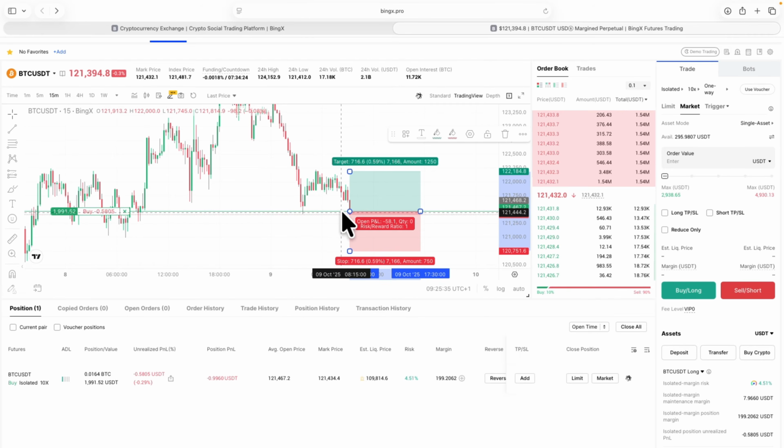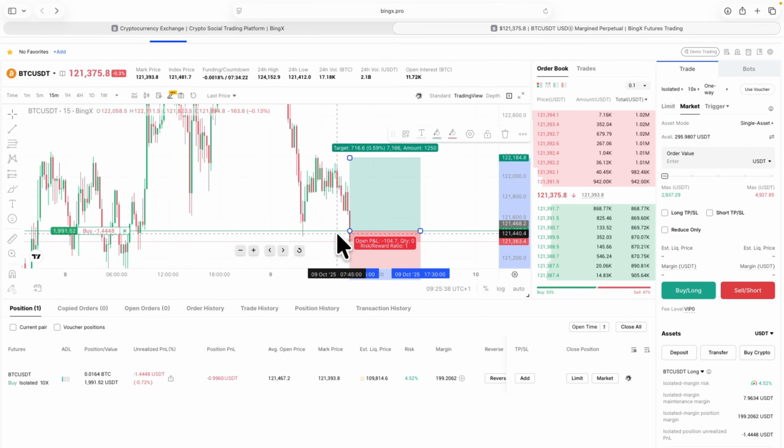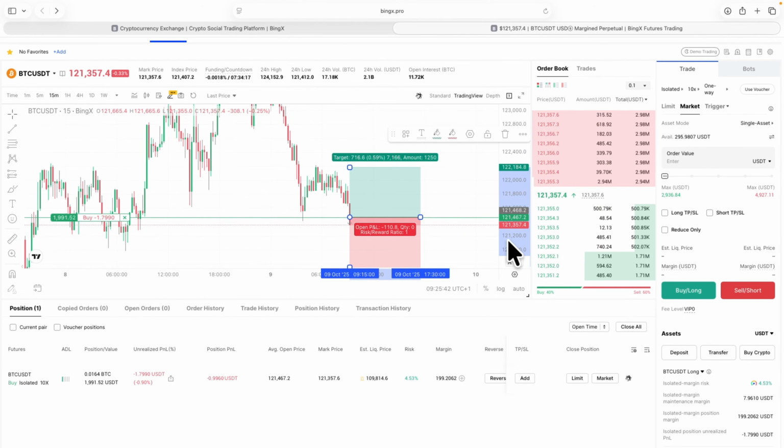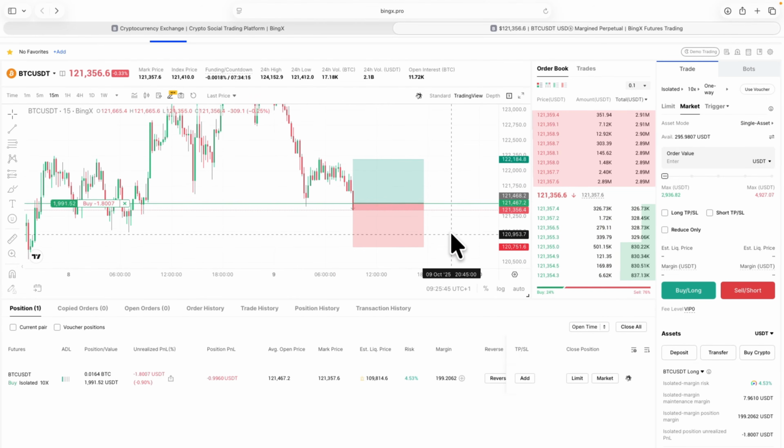That green line, this green line here, let me make it big. So this green line here is the line where you enter the trade. So put this middle line at that green line. So that's where you enter the trade. And then go ahead and set your stop loss and take profit.